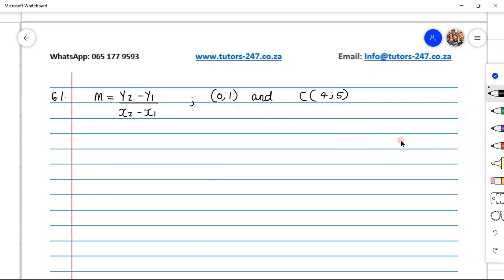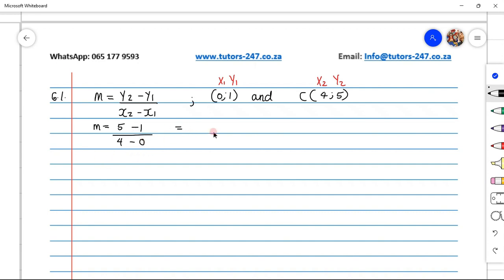So going to make this my x1 value and this my y1 value. I'm going to make this my x2 value and this my y2 value. So I'm going to substitute according to that. So y2 is 5 minus y1, which is 1, over x2, which is 4, minus x1, which is 0.